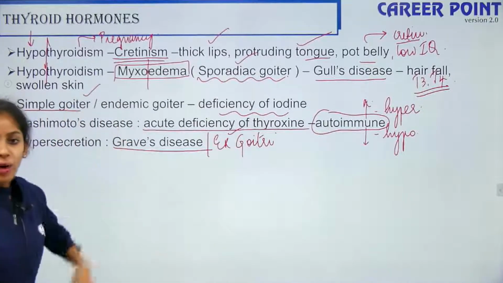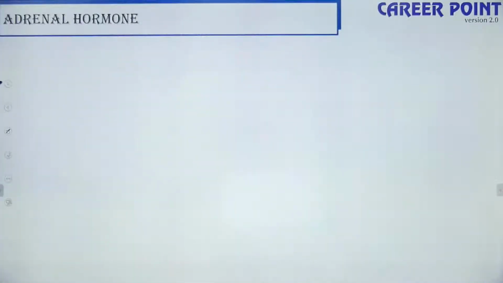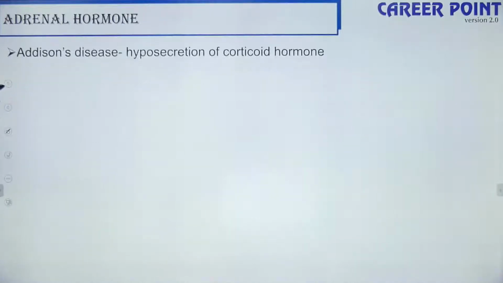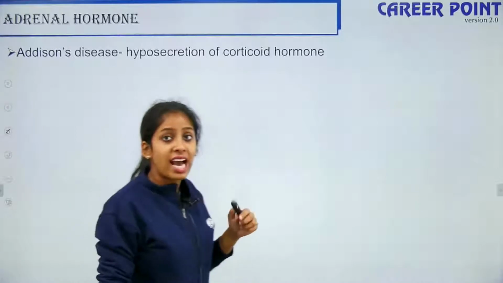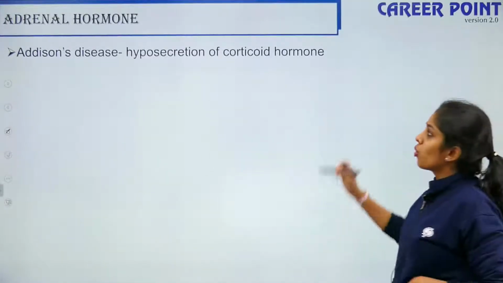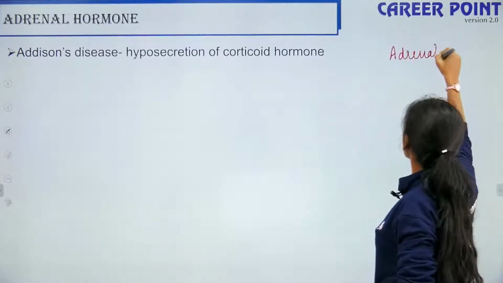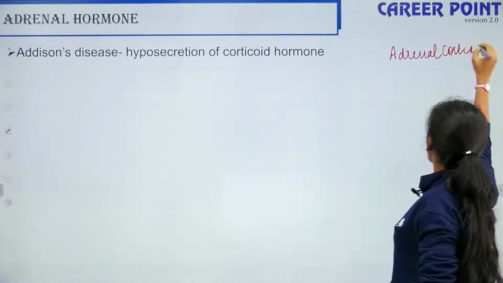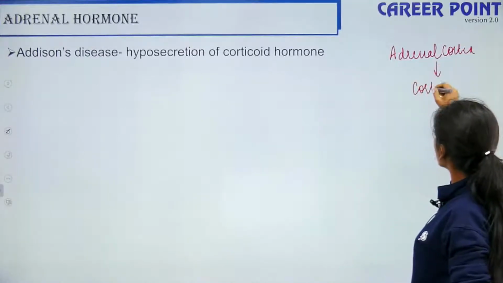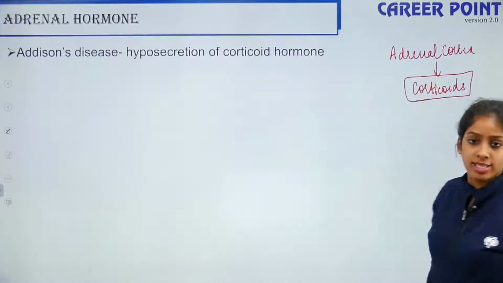Okay, so I hope you have noted this. This is about the hormones of your thyroid. Now going to the hormones of the adrenal gland. Basically you have disorders in the adrenal cortex, the hormones produced by your adrenal cortex. So what are the hormones produced by the adrenal cortex called? The adrenal cortex produces a group of hormones known as corticoids.